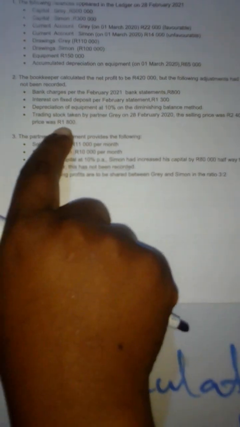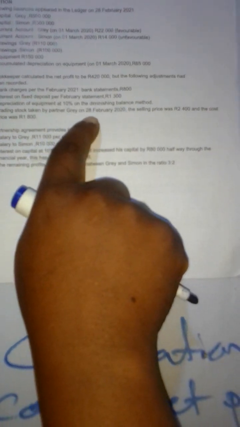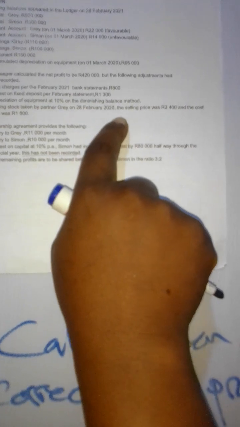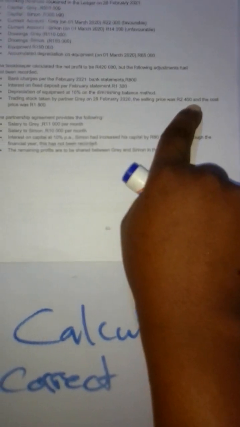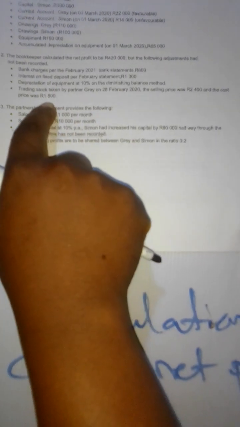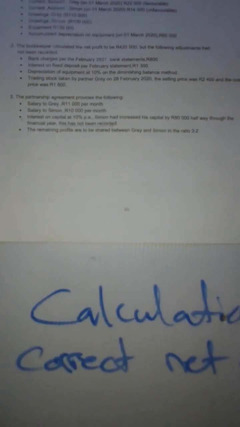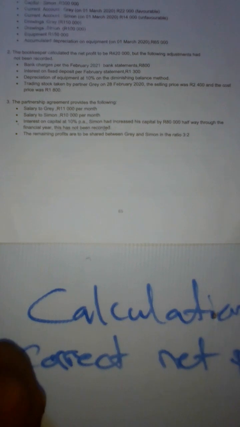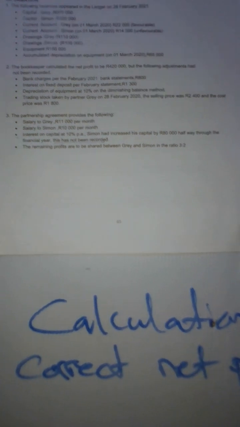Okay, let's move up to number 1. We've got the drawings for Gray, they are 110,000. Drawings for Simon, they are 100,000. And we have got an adjustment in number 2, bullet number 4. Trading stock taken by partner Gray on 20th February 2020. The selling price was 2,400 and the cost price was 1,800. So this is also going to affect the drawings for Gray at cost price. So we are supposed to adjust for that.